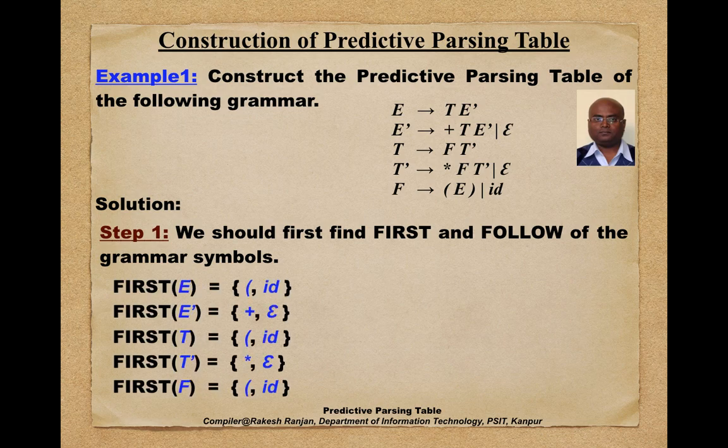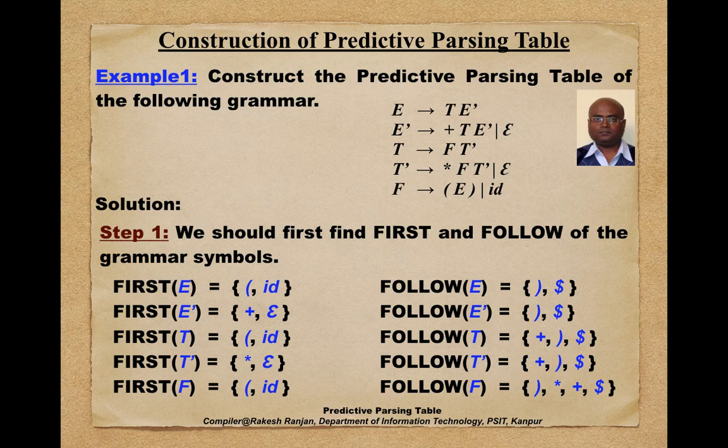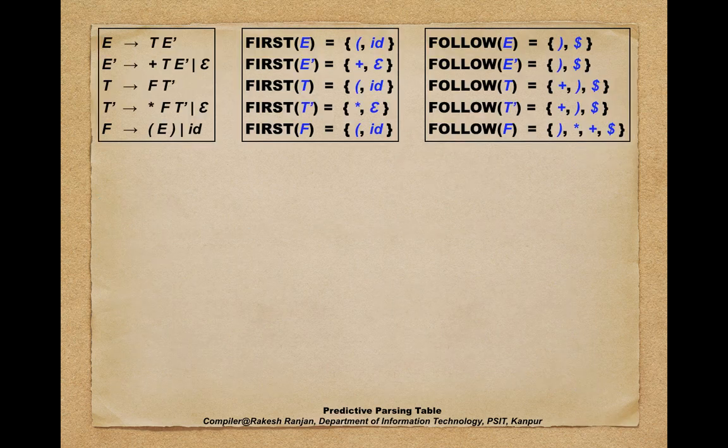How to find first and follow of the grammar symbols we have already discussed in the last lecture, so we will not bother about how this first and follow is found. Let us consider this first and follow is already found and the table is already created. Now we will consider how the predictive parsing table can be created.